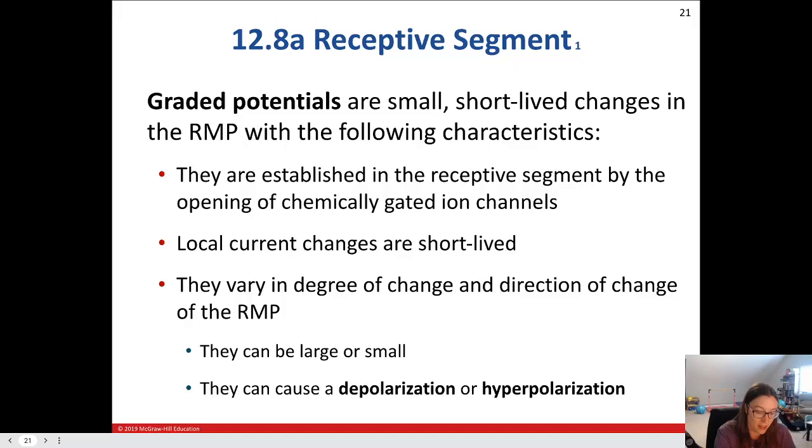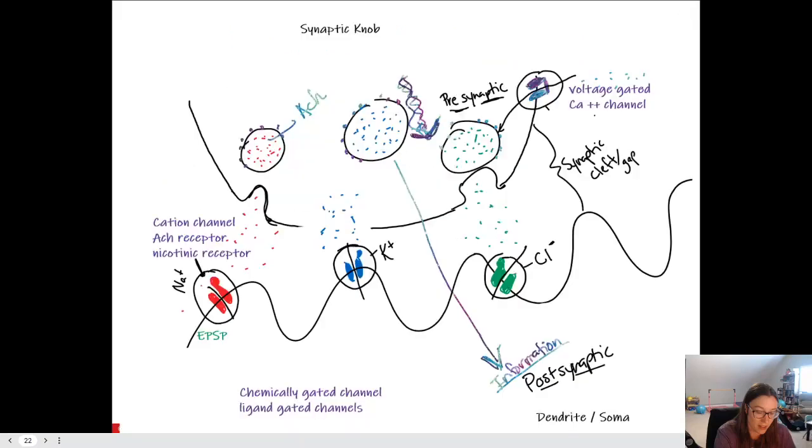They're local, which means they don't move a long way, so they don't change the current in the whole neuron, just in the area right next to, or fairly close to, those receptors. And they're short-lived; they don't last that long, and they vary in the degree of change and the direction of change from the resting membrane potential. They could be small or large. They can cause what we call a depolarization, which means the cell could get more positive, or they can cause a hyperpolarization, which means the cell can get more negative, even more negative than resting.